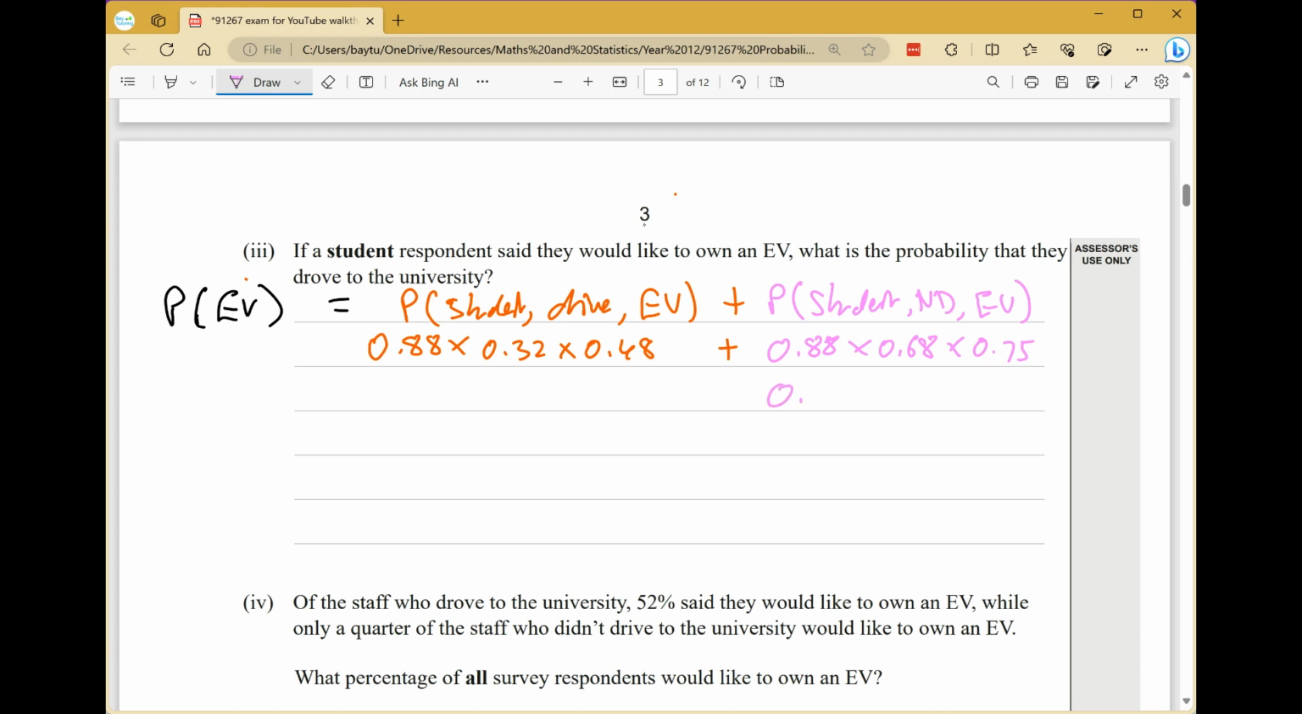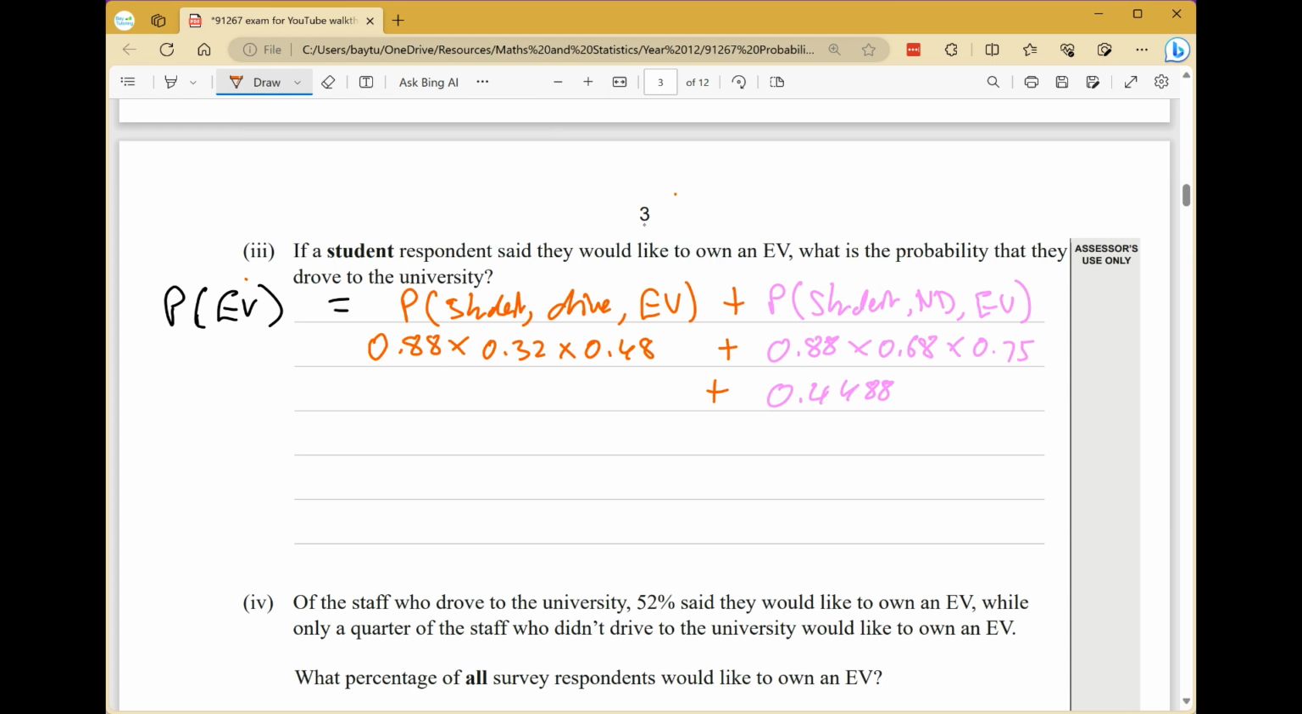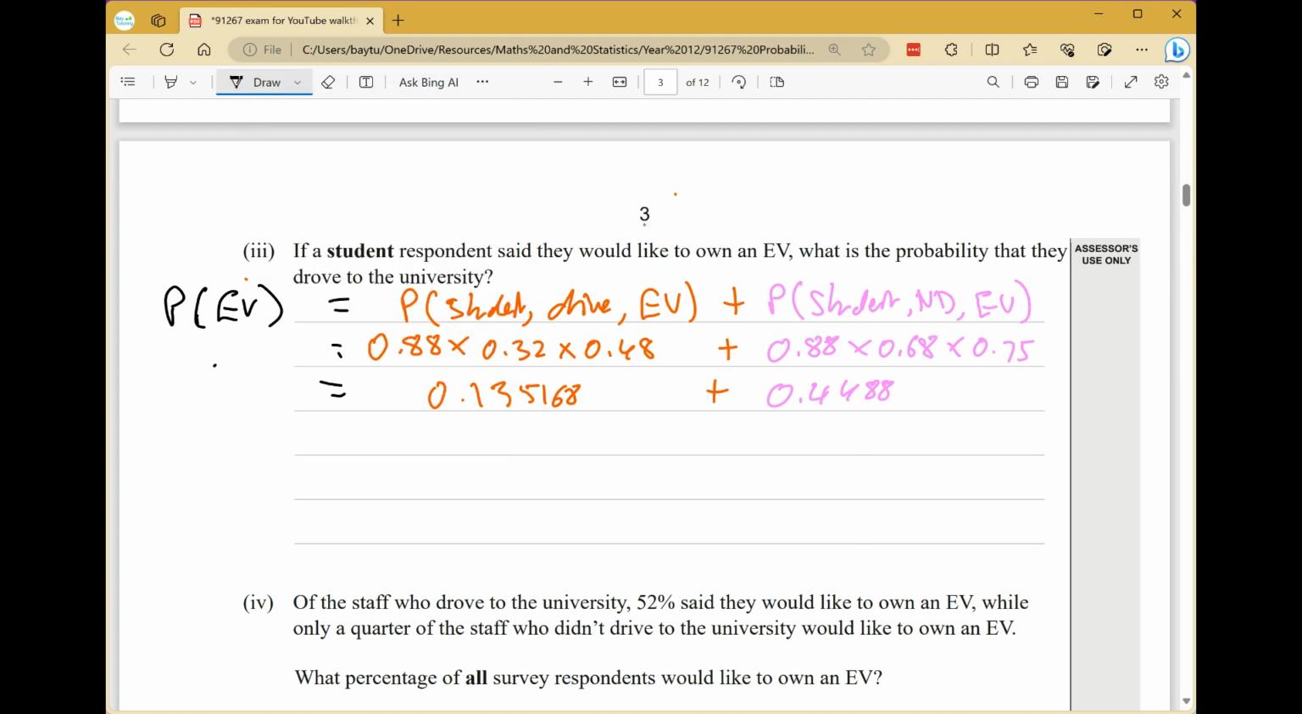So for the pink branch, it is 0.4488. For the orange branch, it is 0.135168. So if we add those together, we get 0.583968, which is not the final answer, but we are nearly there.